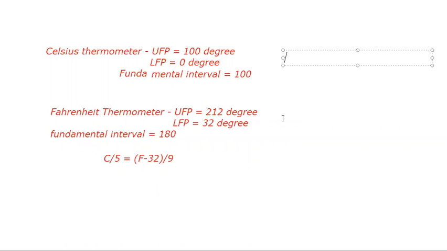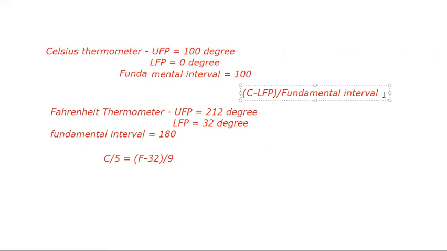You have your temperature in Celsius scale. If C is your temperature in Celsius scale, C minus lower fixed point, divided by the fundamental interval, is equal to, suppose your reading in Fahrenheit scale is F, F minus lower fixed point divided by, again, the fundamental interval.